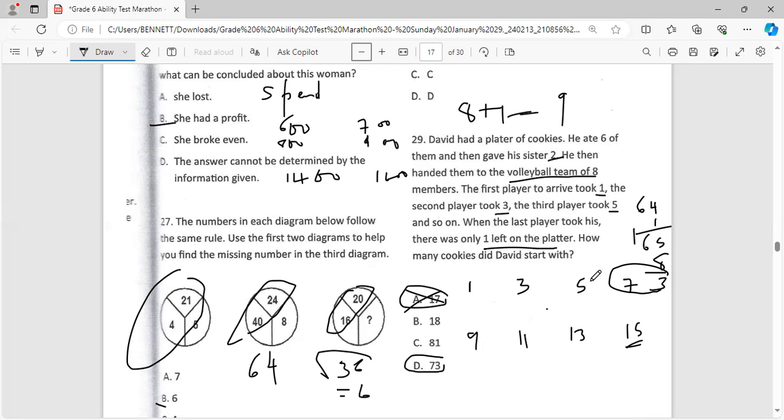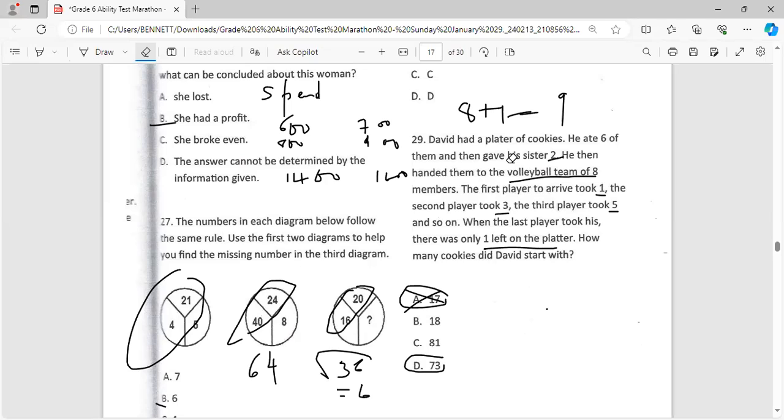I realize it. Alright, tell you what, guys, we're going to assign names. You see the 8 volleyball players, we're just going to assign a little name to each of them, just to make it more real. Let us use some 3-letter names. Remember, they gave you the information. They say David had a platter of cookies. He ate 6 of them and then gave his sister 2. So that is a total of 8. He then handed them to the volleyball team of 8. So it's 8 persons on the volleyball team.